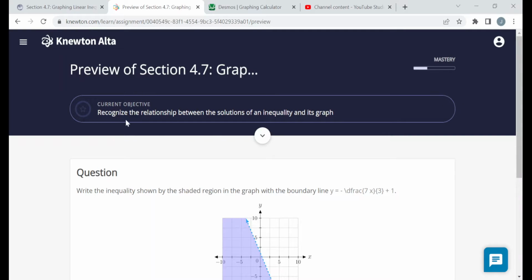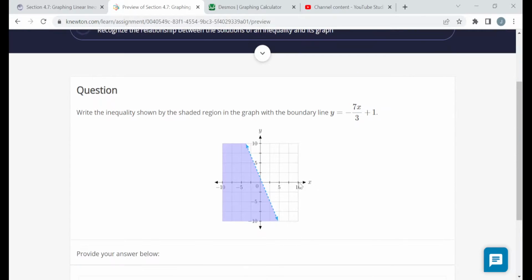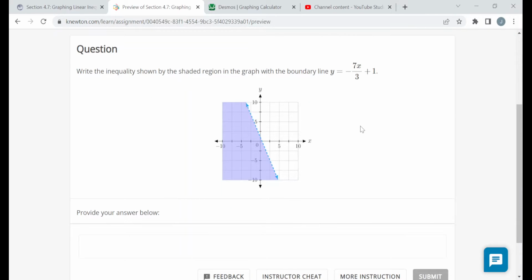All right, and then recognize the relationship between the solutions of an inequality and its graph. So write the inequality shown by the shaded region in the graph with this boundary. Now they give you the boundary line. Now notice that the boundary line is a dotted line, not solid. So the inequality symbol, I'm going to replace this equal sign with a less than or greater than symbol. I just have to figure out which one's which. And then notice that 0, 0, the origin is below here.